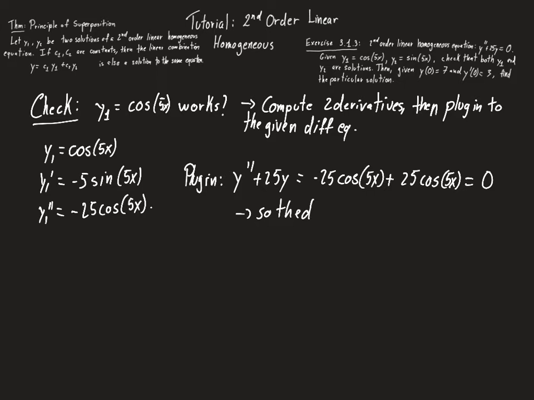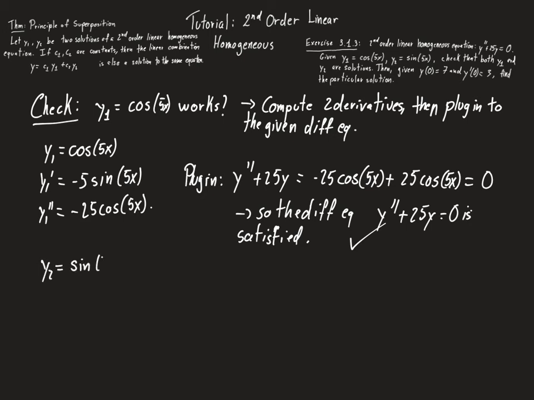So the differential equation, which again was y double prime plus 25y equals 0, is satisfied. And that's all there is to it. We've checked this first solution, and it clearly works. It's really nothing complicated for this first part. You're just taking derivatives, plugging them into the differential equation, and verifying that it gives you what it's supposed to give you. In this case, that's 0, and that's exactly what we got. We're going to do the same thing with y2.